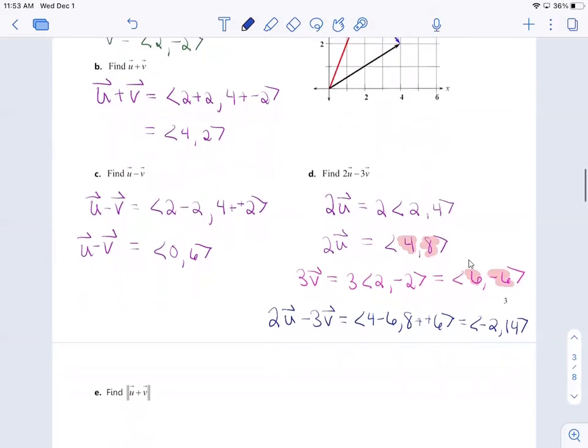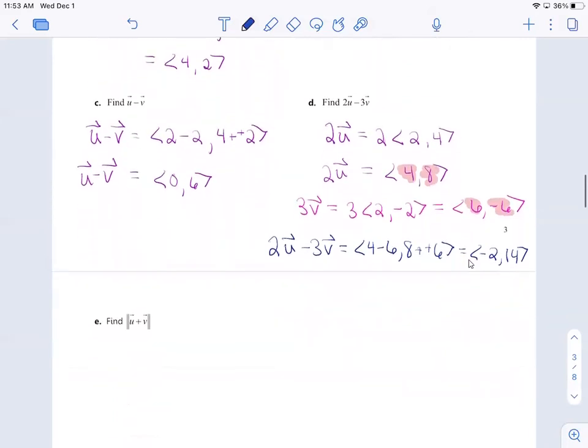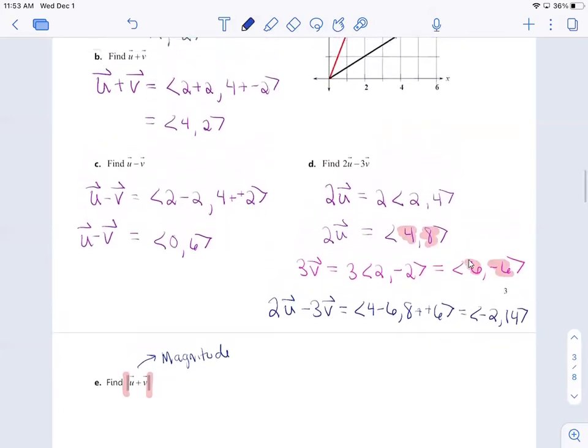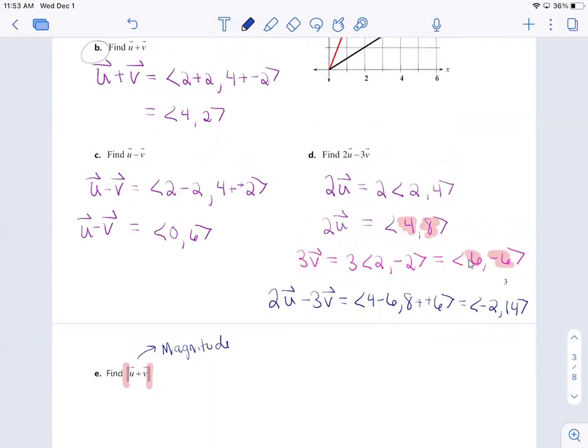All right, one other thing we're going to find in this video is this notation. So we briefly showed it to you earlier. Remember, this is your notation to find your magnitude. Well, we already know what u plus v is. We found that earlier. So we're actually finding the magnitude of this component, this vector in component form.